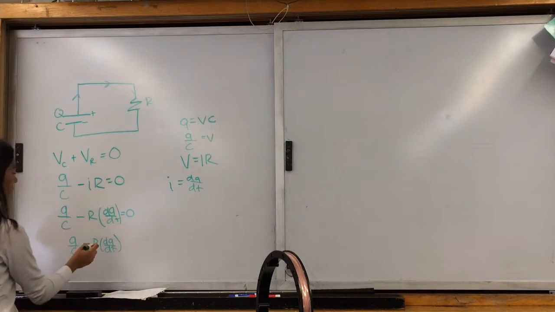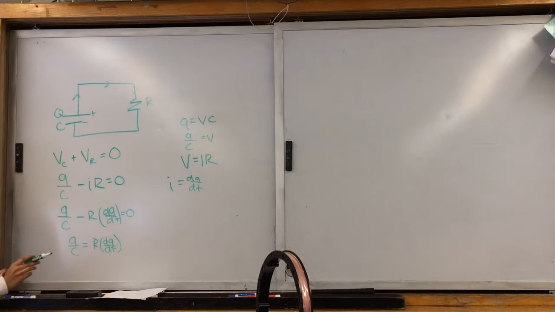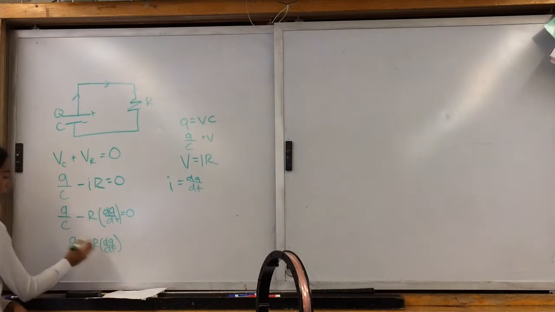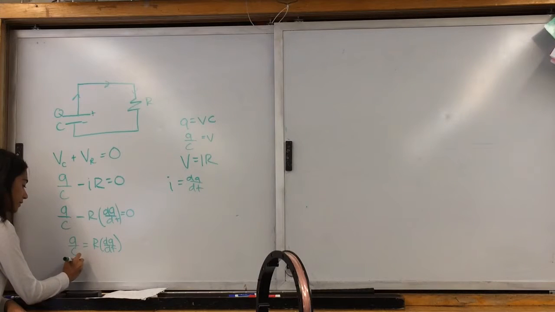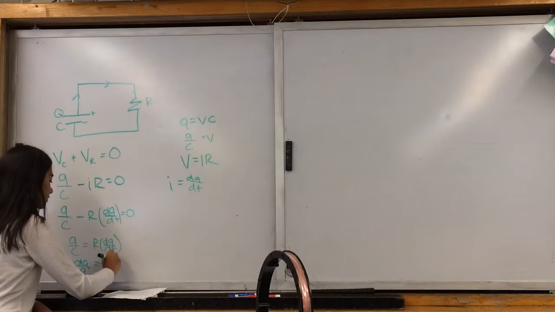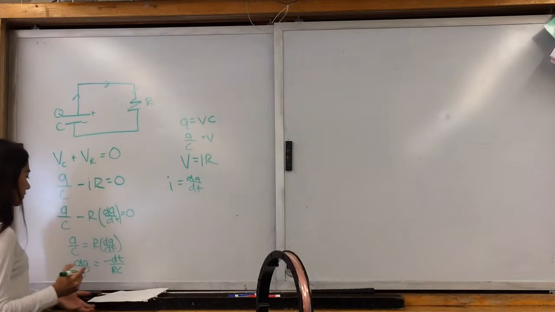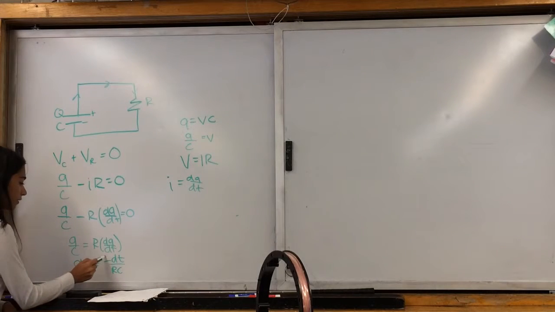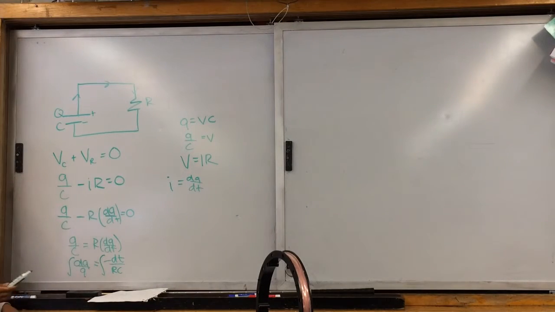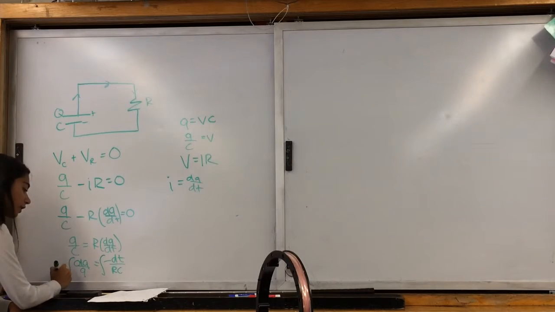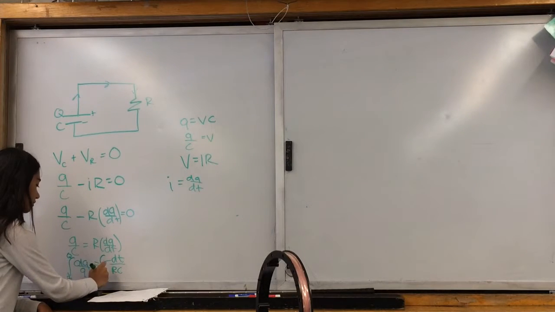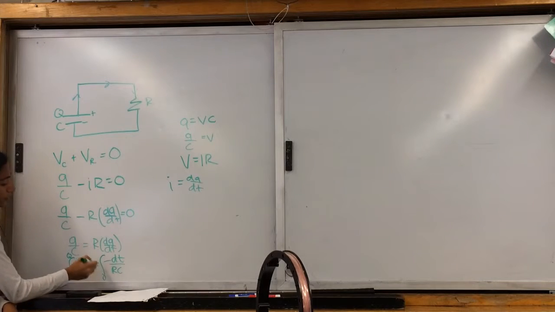And now you want to make the dQ's and the Q's stay on one side. So when you simplify that, you'll get dQ over Q equals negative dt over RC. And from there, you can integrate that. You want the left-hand side to go from Q initial to Q, and on the right-hand side, you would want it to go from 0 to some time.